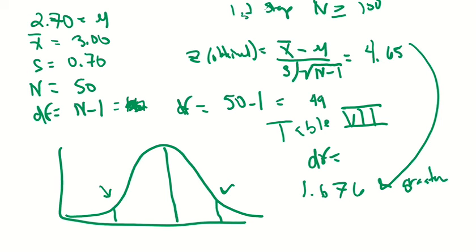So again, we will reject the null and state that there is a statistically significant difference. This is just an example of a small sample, an n of less than 100.